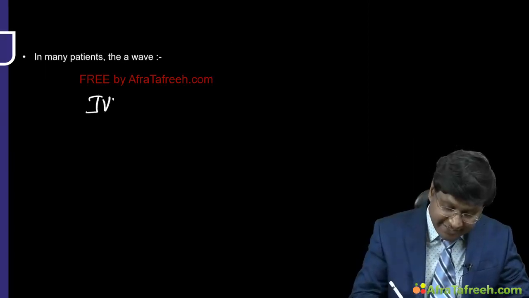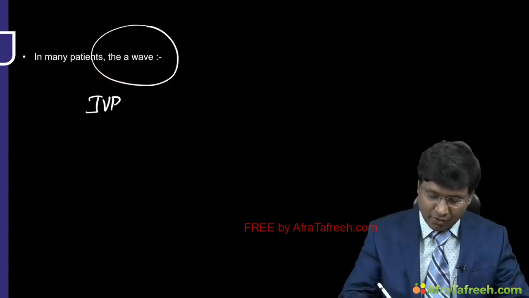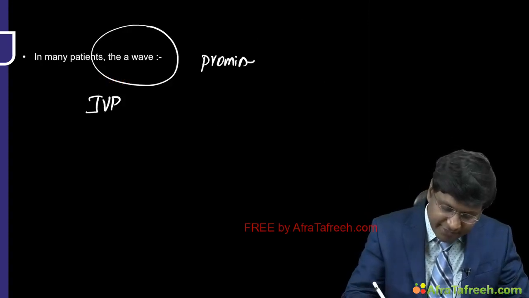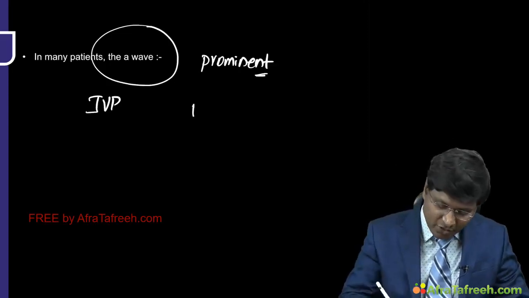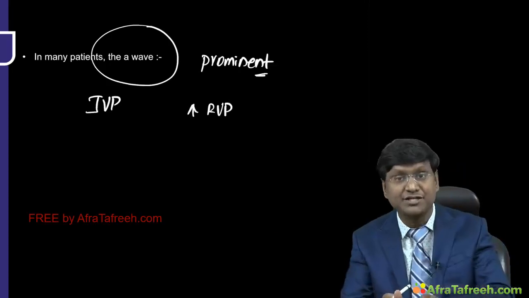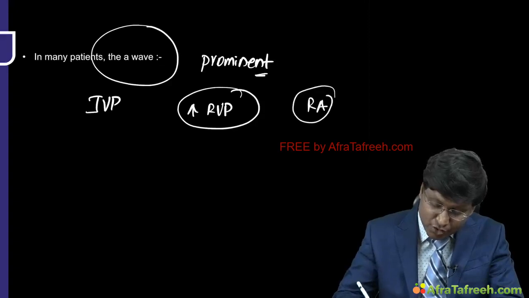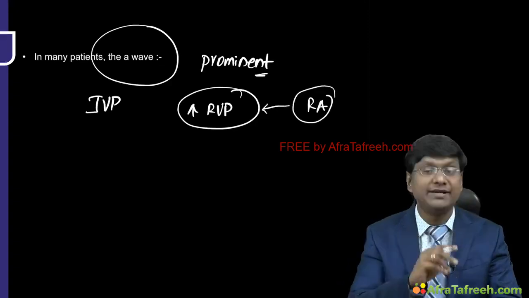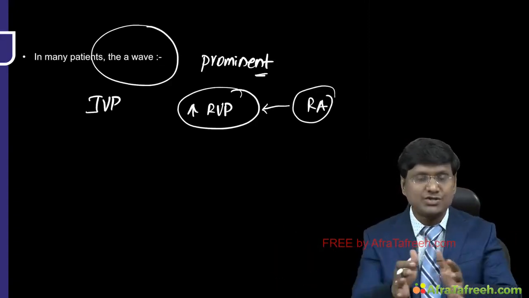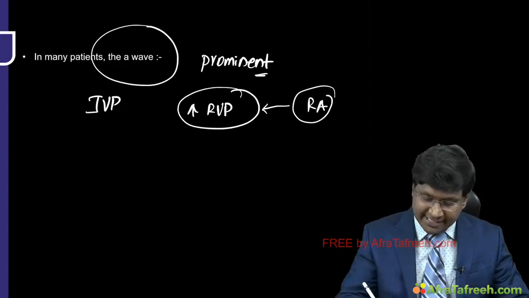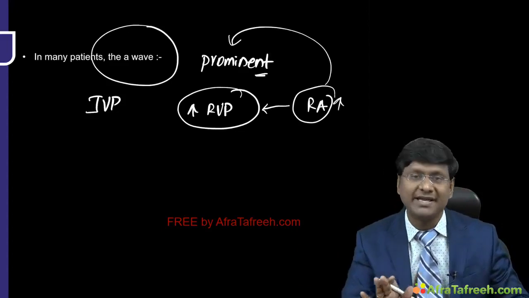And when you take the JVP, there will be a prominent A wave. What is the mechanism of the prominent A wave? That is because of increase in the right ventricular pressure. The right atrium has to contract strongly in order to send the blood into the right ventricle. Right ventricular pressure is elevated now, so that stronger right atrial contraction will give rise to the prominent A wave.